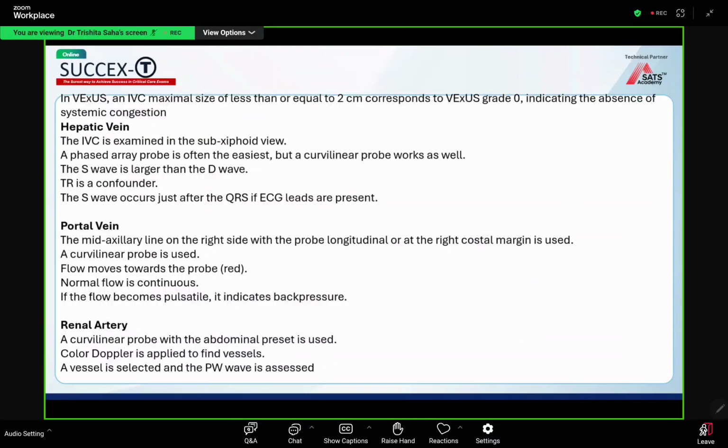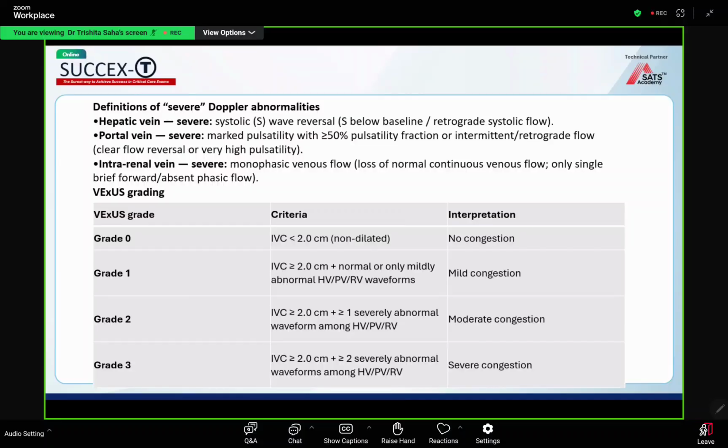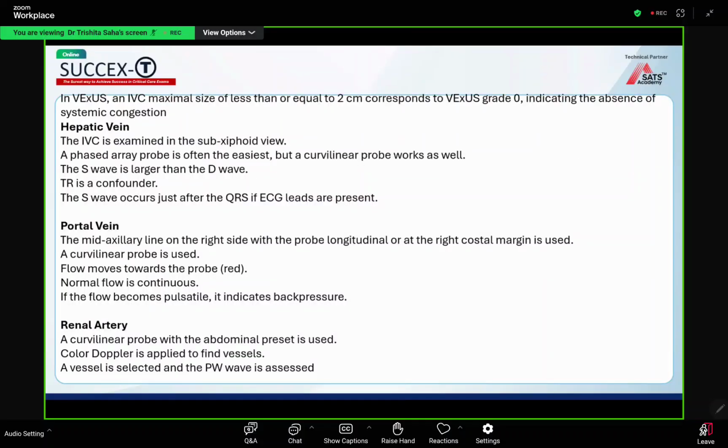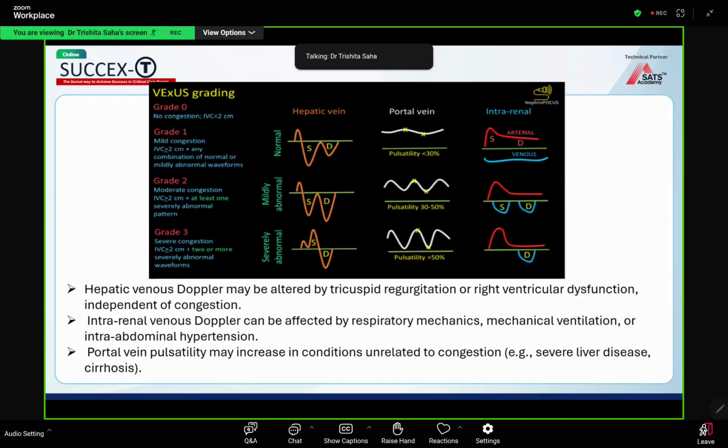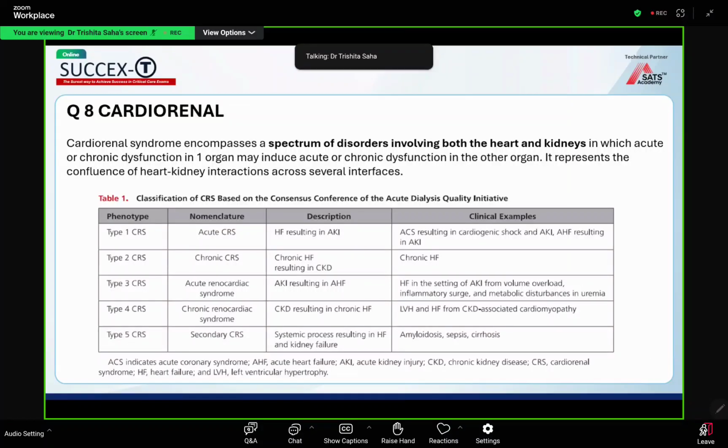Then if you write this, you might get 5 marks. If you write it properly, this is basically a 5 marks question in an exam. You have to draw and explain via table, that will give you marks. Then the last question for the series is the explanation of the cardiorenal syndrome.